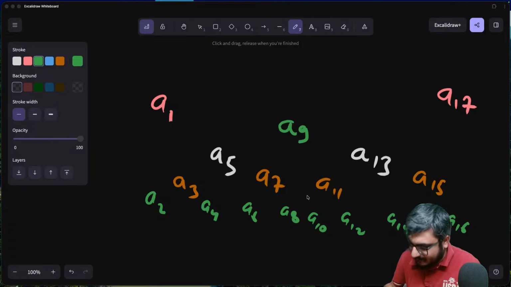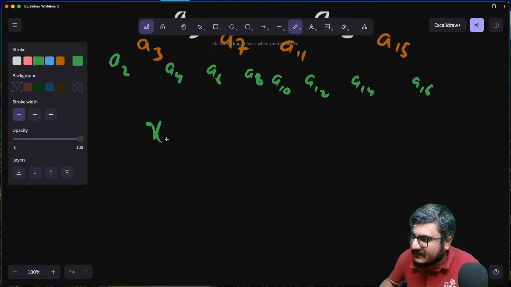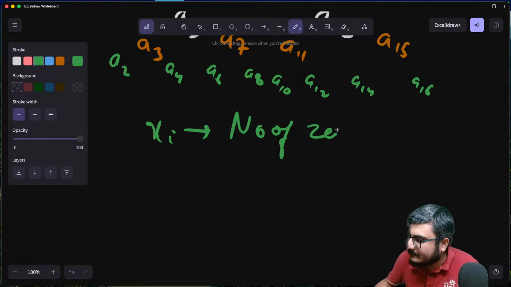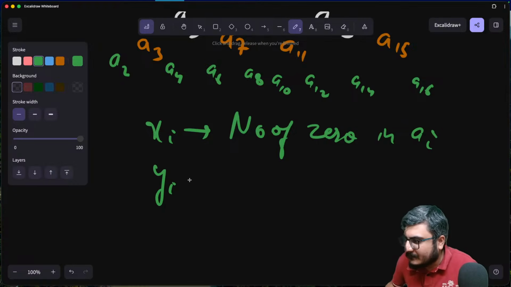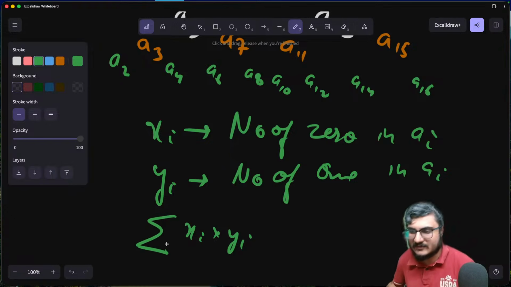And now we have to count the number of ones and zeros in each of the numbers. Xi is the number of zeros in ai. Yi is the number of ones in ai. And we simply multiply these two and take the sum over all the numbers.